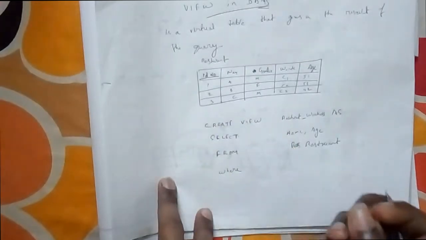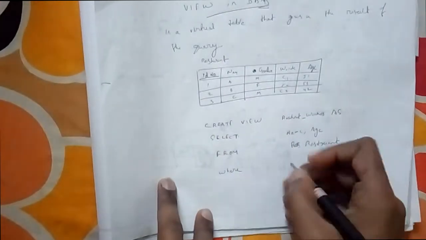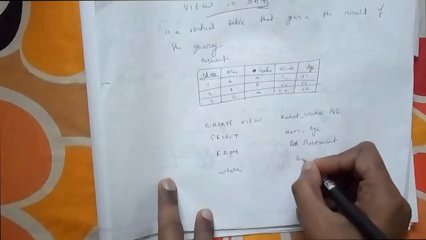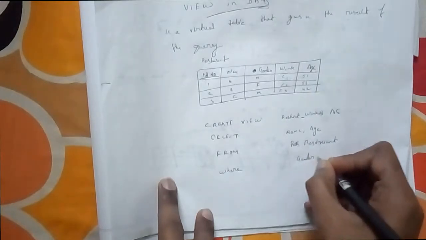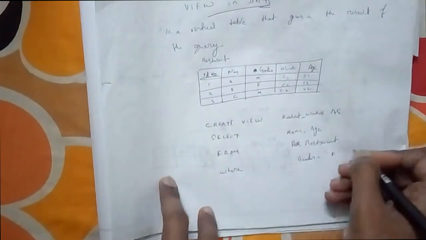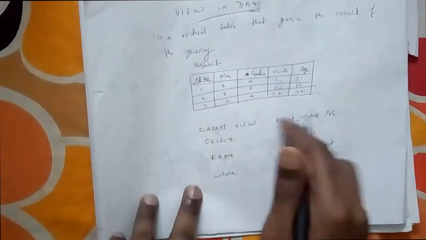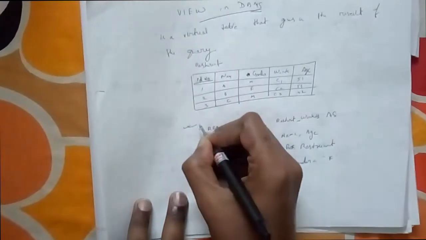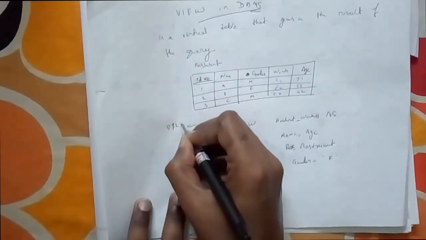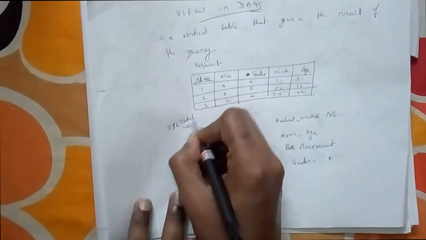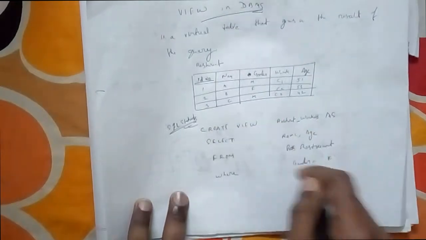And then comes where. Suppose you are giving a condition, right? Suppose you take the gender as a condition. Gender is equal to female, just suppose. So this is your whole SQL statement. This whole thing is your SQL statement.